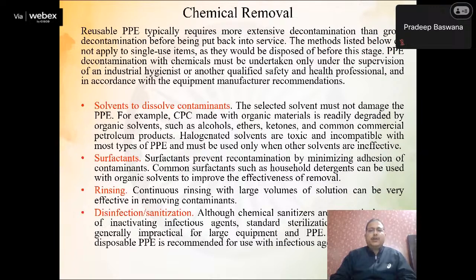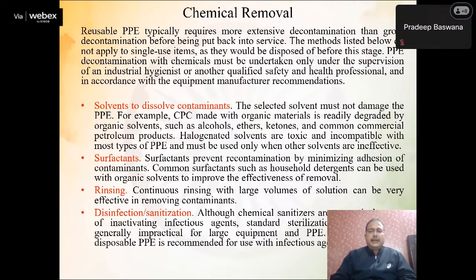Surfactants again prevent recontamination by minimizing additions of contaminants. Common surfactants such as household detergents can be used with organic solvents to improve the effectiveness of the removal. So it had been already defined. Rinsing. Continuous rinsing with large volumes of solutions can be very effective in removing contaminants and in disinfection or sanitization.